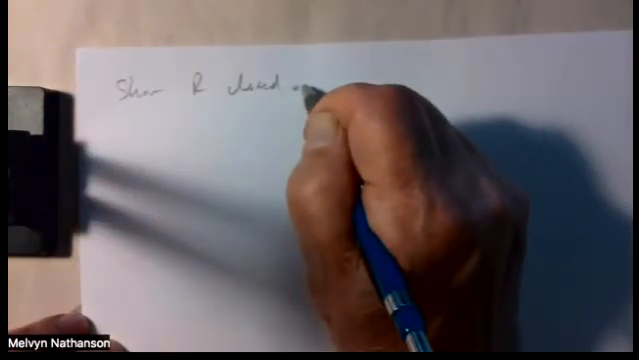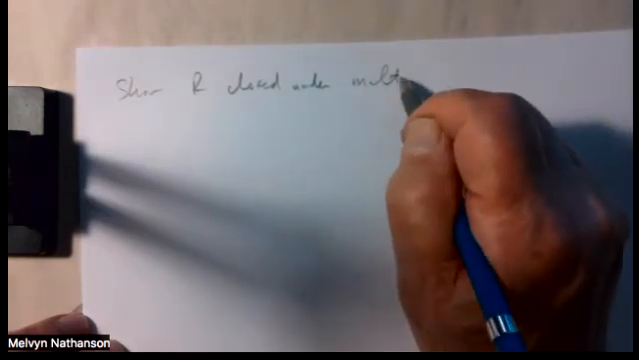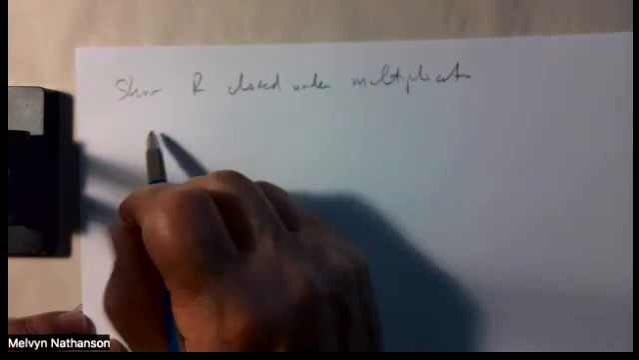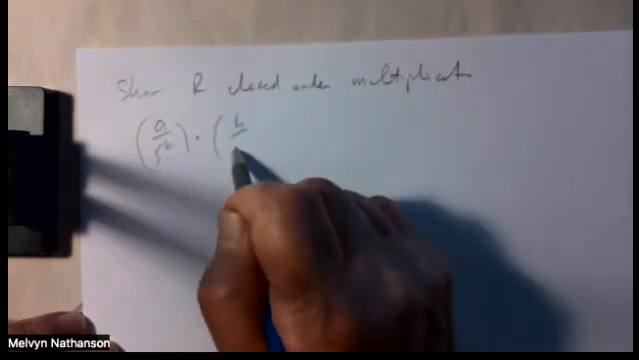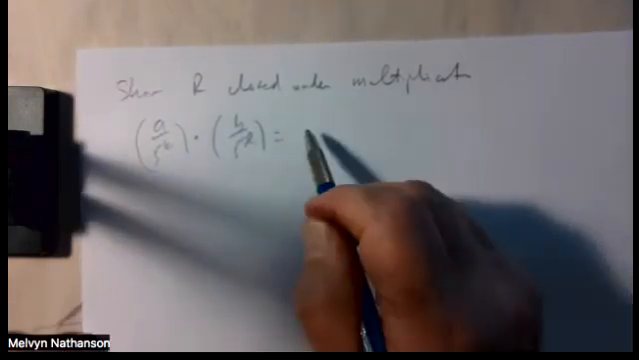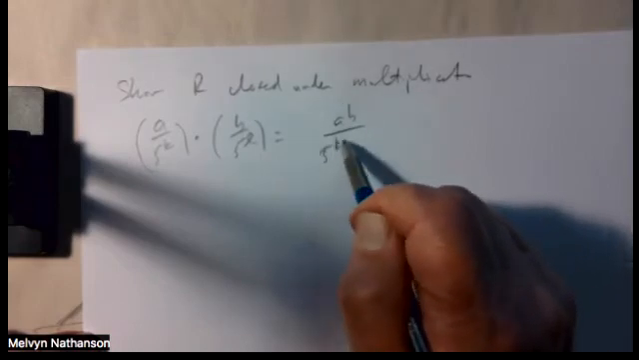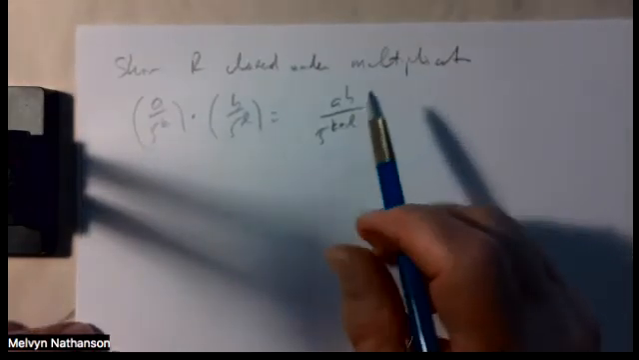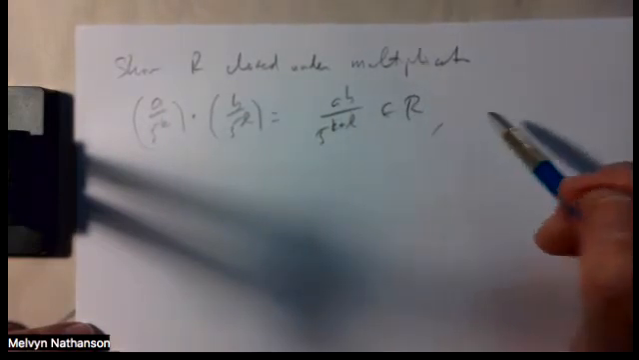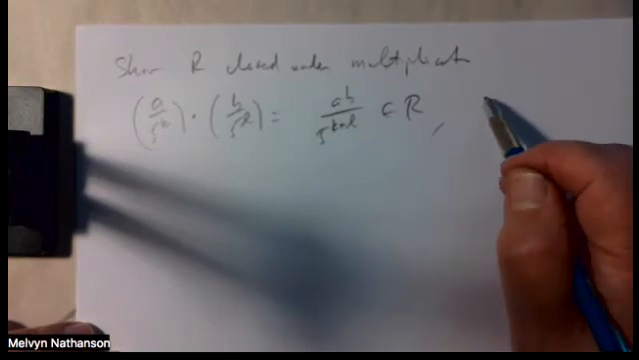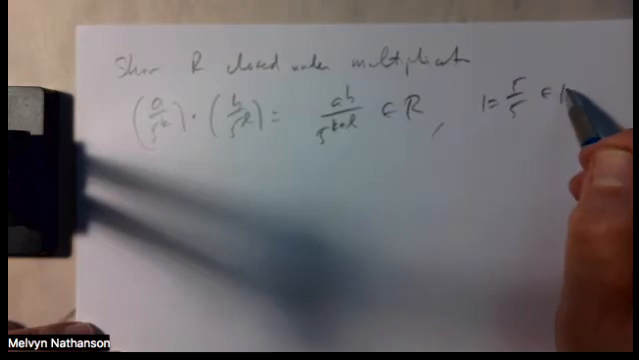What about under multiplication? Well, multiplication is even easier. We want to show R is closed under multiplication. So if you have a over 5 to the k times b over 5 to the l, you're just multiplying fractions. This is ab over 5 to the k plus l. Again, this is an integer divided by a power of 5, so this is in R. And if you worry about the multiplicative identity, 1 is 5 over 5. So that's also in R.